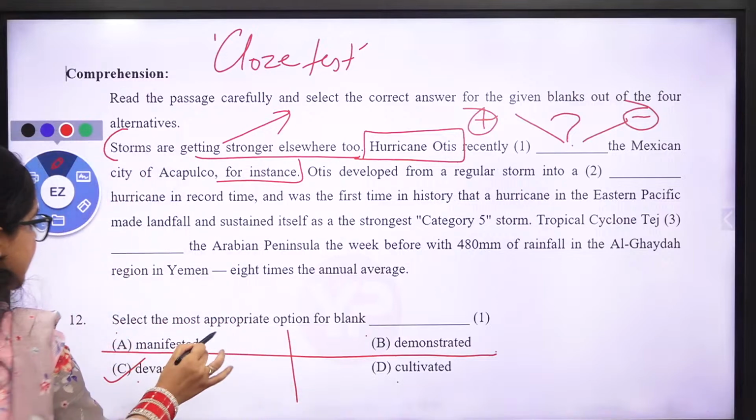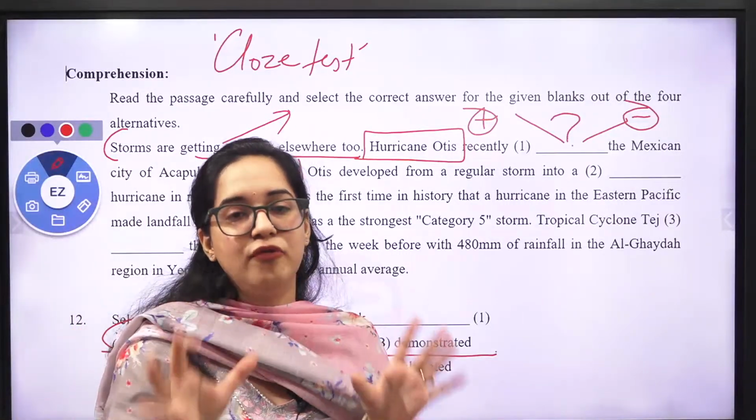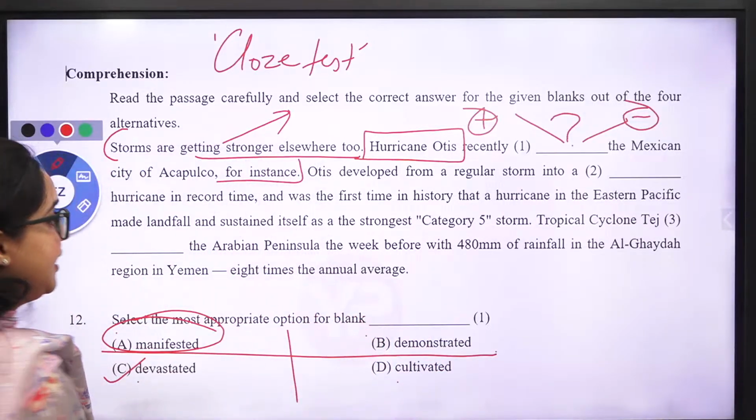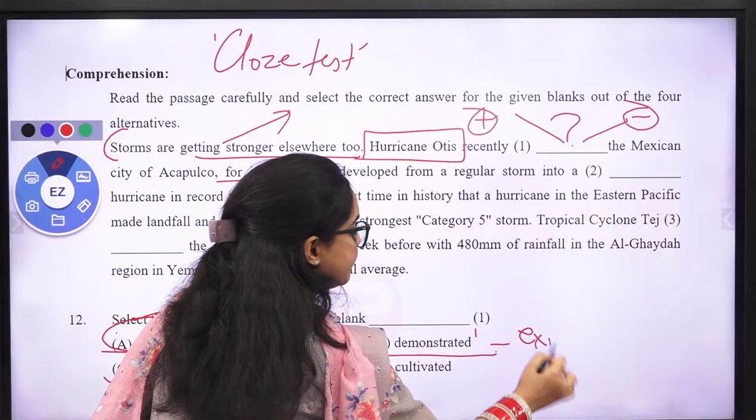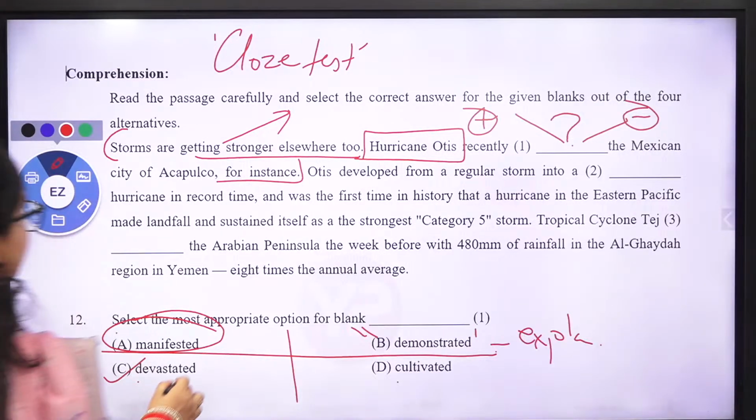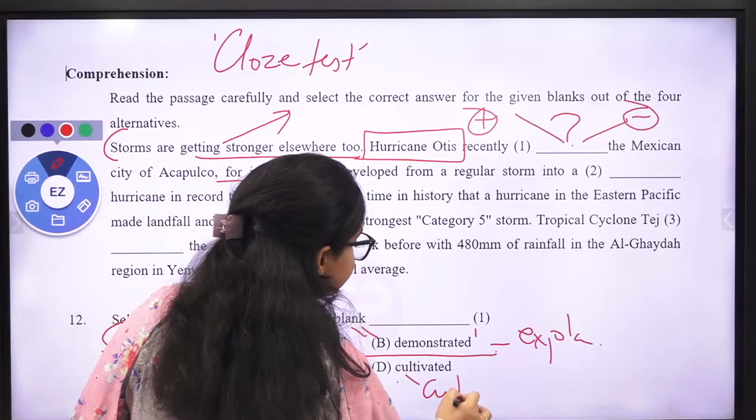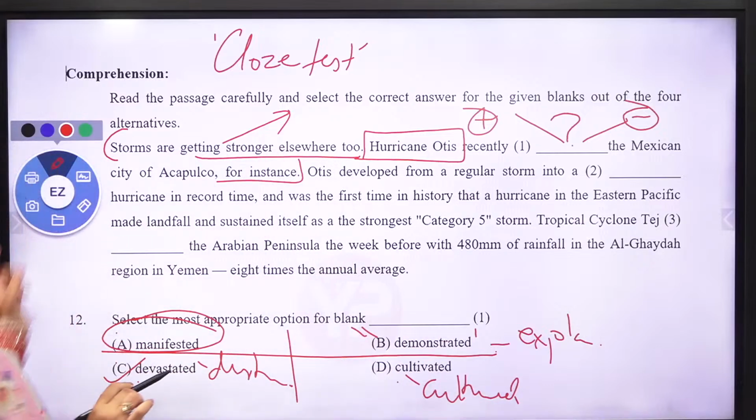You have 4 options. Manifested is like something you manifest in your life, something you want in your life. Demonstrate is to explain, like I'm demonstrating, I'm trying to explain to you. Then the third option, devastated, is to destroy everything. That is a destruction. And cultivation is something cultured, something brought inside you. So the right option is devastated.